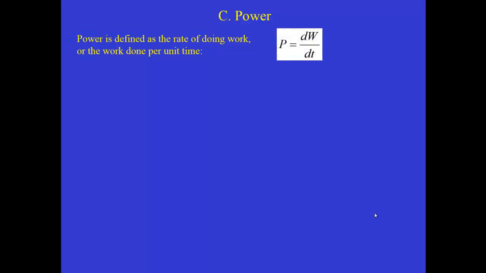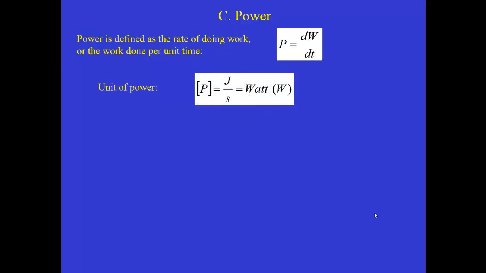So power is defined as the rate of doing work, and the calculus expression therefore would be dW over dt, the work done per unit time. So as a result, we can quantify the unit of power in the SI system of units. Power is then just an energy in joules divided by a time in seconds, and in honor of the inventor of the steam engine back in the 18th century, we give that name watt for the unit for power.